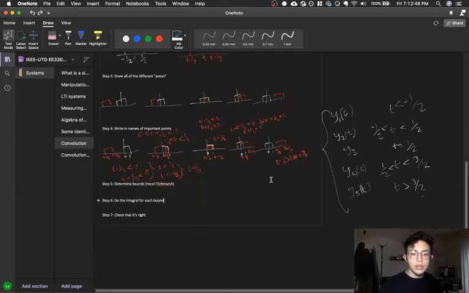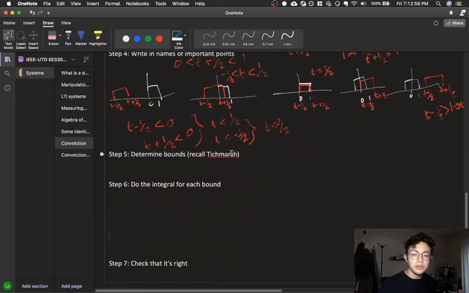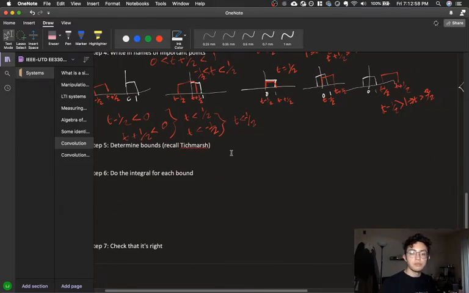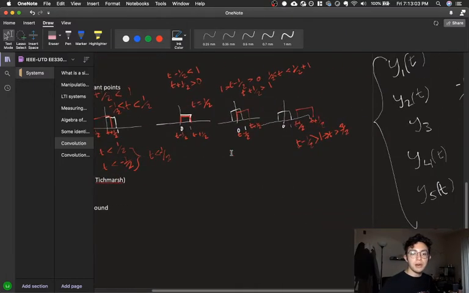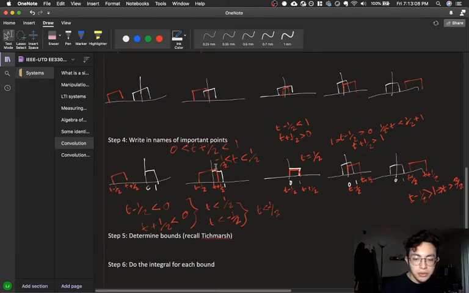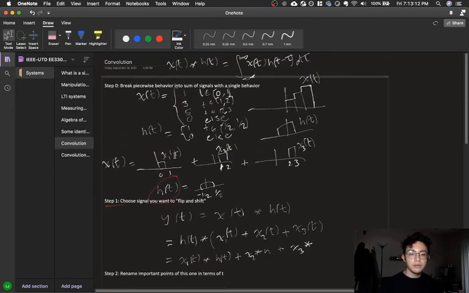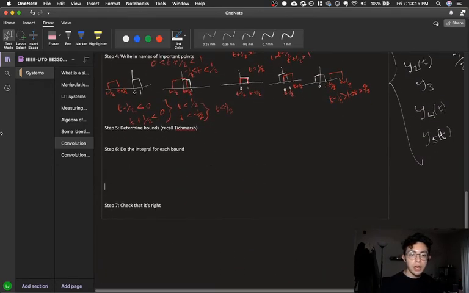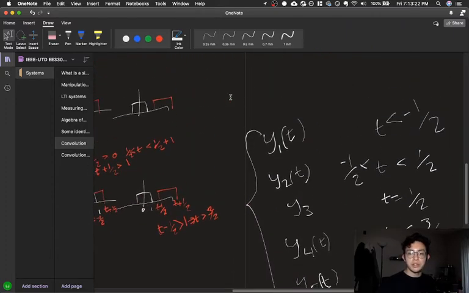So yeah, so we got all these bounds. Now the hard part is over. That's typically the worst part of doing these. And then from there, it's just doing the integrals. So we know the behaviors of these two, since we broke everything up into single behavior functions. And then we're going to have one behavior times another behavior within the bounds that we just described.